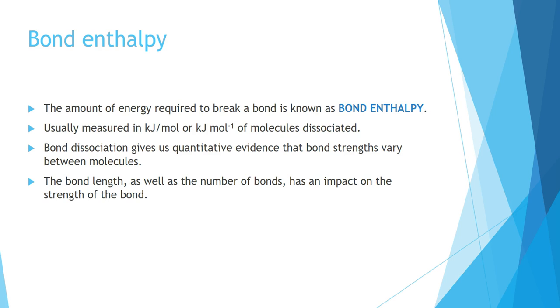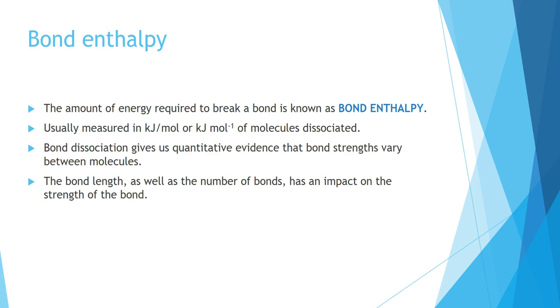So let's have a look. When we're with bond enthalpies, we need a definition. It's the amount of energy required to break a bond, and essentially that's bond enthalpy. So the amount of energy we have to put in to break that bond. It's measured in a unit of kilojoules per mole, and we'll be covering the mole shortly, but basically that's the amount of energy in kilojoules required for a specific number of those bonds.